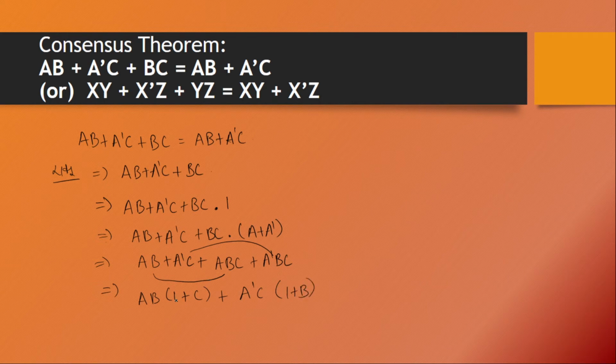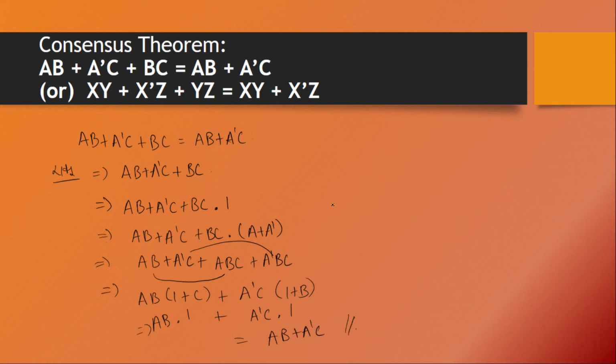We know that 1 or C is always 1 and 1 or B is always 1, and remaining we have A dash C. Here I have AB. So ultimately this gives us the answer AB plus A dash C. So hence the theorem is proved.